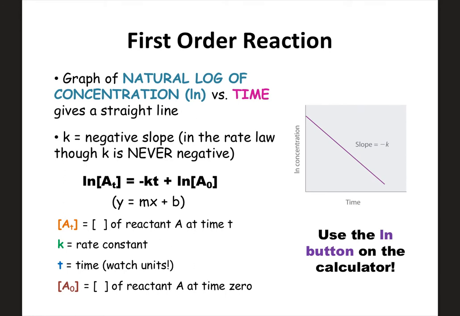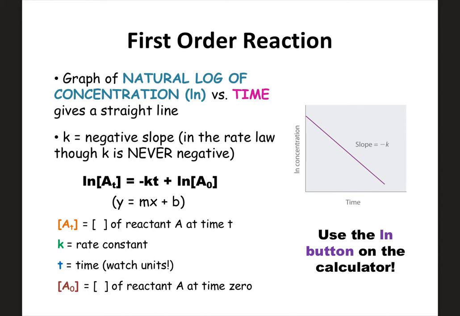If we plot the natural log of the concentration, so the ln of the concentration versus time, and we get a straight line, then we know the reaction or that reactant is going to be first order. If you look at this graph, you can see we plotted the natural log of the concentration versus time, and we got a straight line. That tells us this is first order. K is going to have a negative slope again, even though k itself is never negative in the rate law.